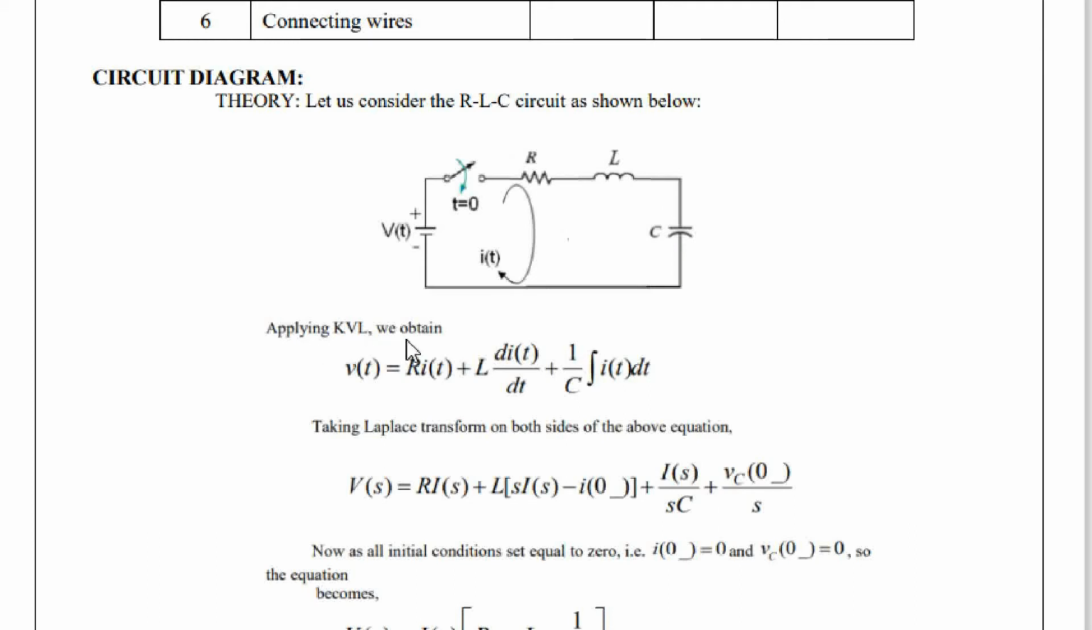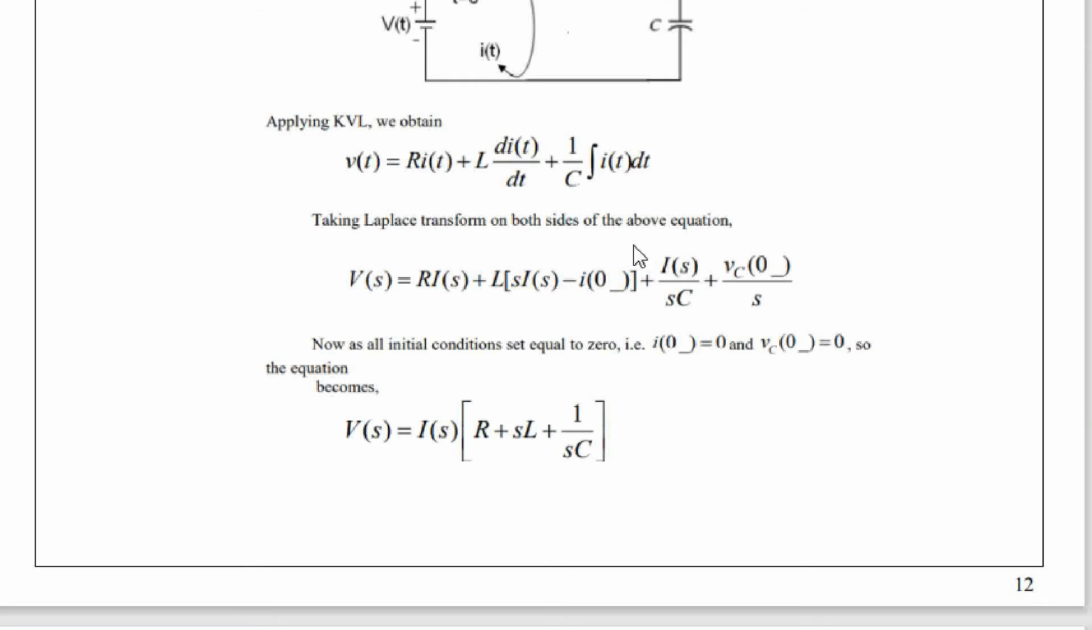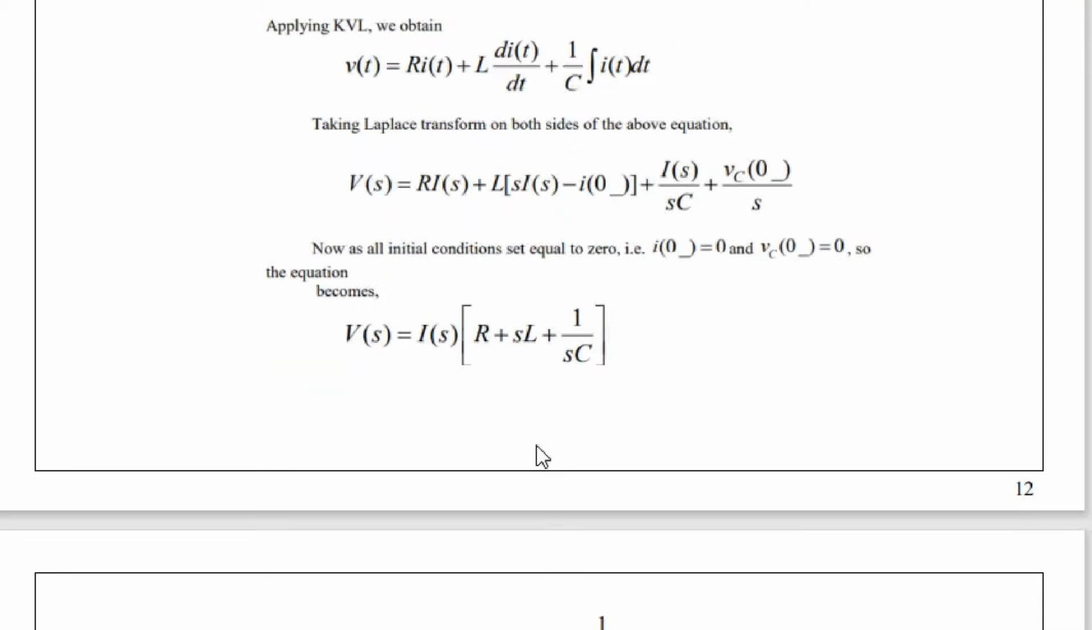Applying KVL we obtain V(t) = R·i(t) plus the voltage drop across the inductor plus the voltage drop across the capacitor, where i(t) is your loop current. Taking the Laplace transform on both sides, we get V(s). All initial conditions are set to 0, that is, the initial current in the inductor is 0 and the initial voltage across the capacitor is 0. So the equation becomes V(s) = I(s)[R + sL + 1/(sC)].